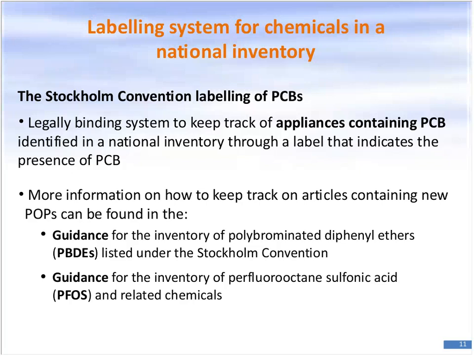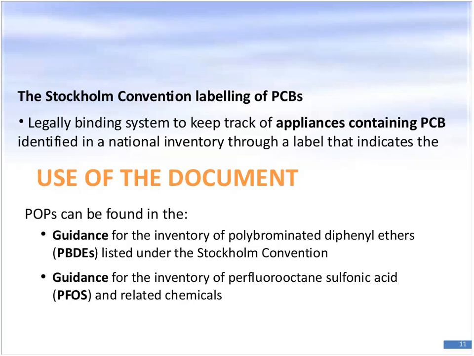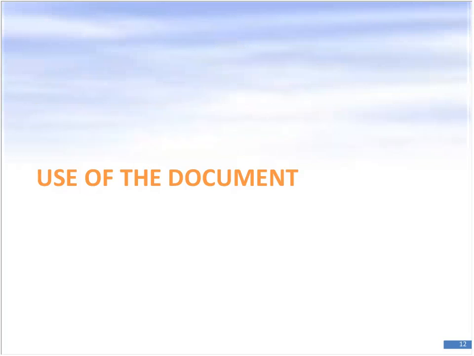For other articles, it's not so easy to fix something like carpets, to fix a label to the carpet, and so there are ideas on how to track articles containing new POPs in these two guidances that are outlined here, the guidance for inventory for PBDEs and the guidance for inventories for PFOS. Okay, this was the analysis stage. Next slide. Now the use of the document.